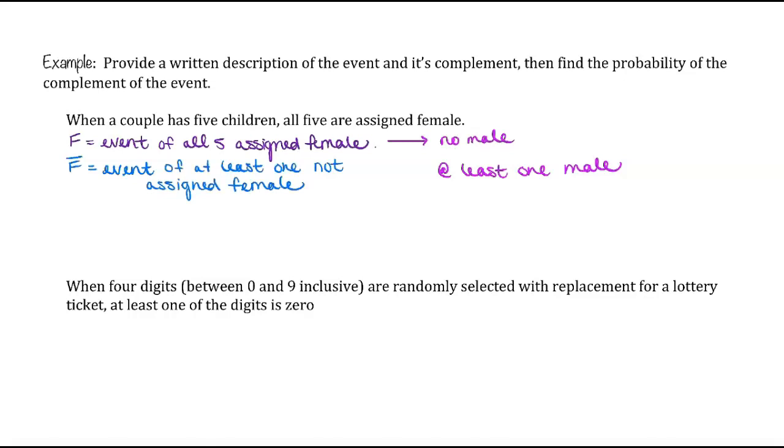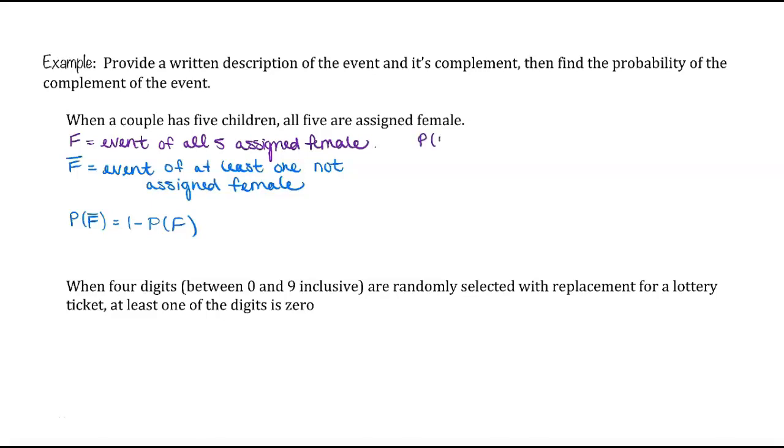Now we need to calculate the probability of the complement of F. We need the probability of at least one not being assigned female. The probability of the complement of F is equal to 1 minus the probability of F. And finding the probability of F is much easier than finding the probability of the complement in this case. Consider that to find the probability of at least one child being assigned male, we would need to take into consideration the event of one child being assigned male, 2 children being assigned male, and so on all the way up to 5. That's a bit more of a task than simply finding the probability of all 5 being assigned female.